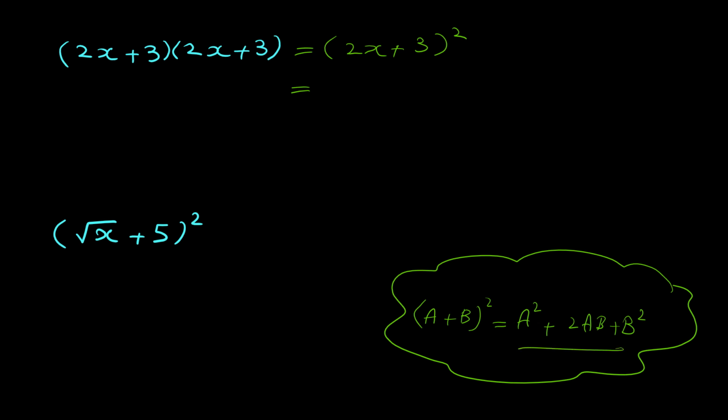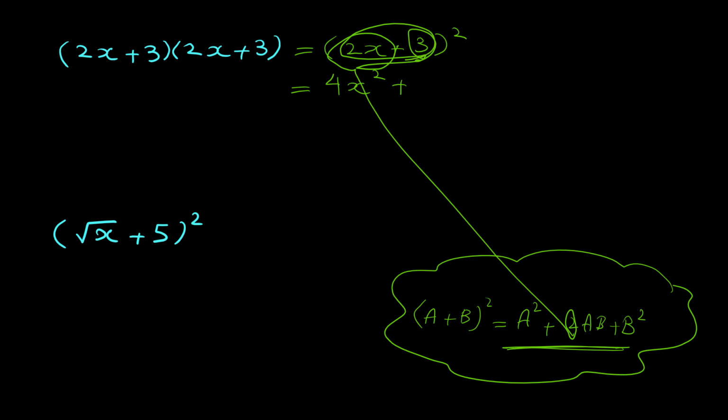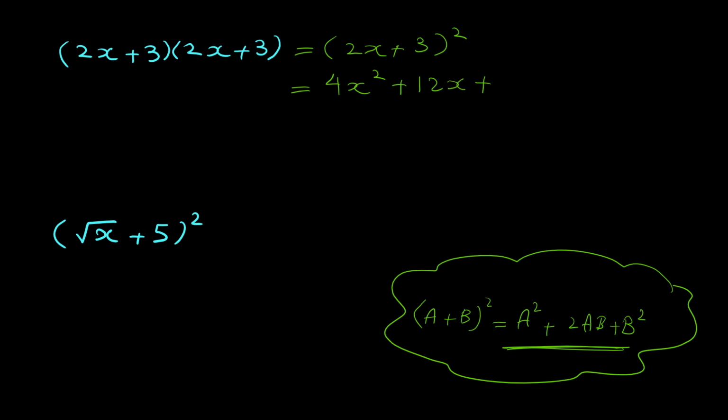If we want to use this identity, what would be the answer? The answer is a to the 2. Attention, this is a, this is b. A to the 2, 2x to the 2. What is 2x to the 2? 2x all to the 2 is 4x to the 2. Then 2 times this times this. Try to do this in your head. 2 times 2x is 4x. 4x times 3 is 12x. And finally, b to the 2. b is 3. 3 to the 2 is 9.